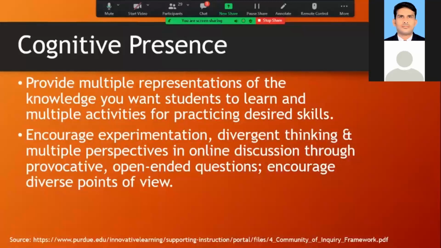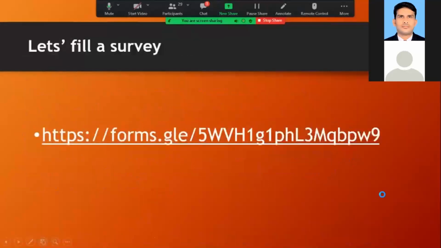When we are talking about these three presences, we are talking about the whole teaching learning environment in an online situation, where the components can be face-to-face, components can be online, components can be offline downloadable. Many components can be there, which we want to ensure.